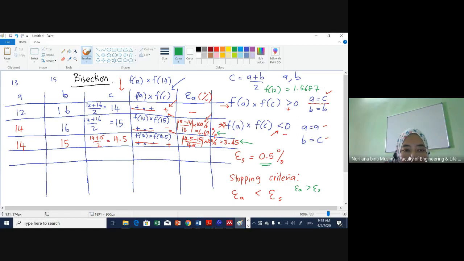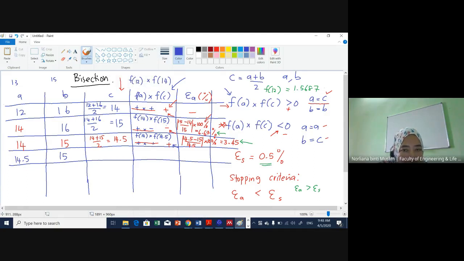Okay, so let's look at the third calculation, we have positive. Okay, because it's positive, we use this one. Positive, so A is C. Your A needs to change to 14.5. Your B is B, so remains 15. Okay.